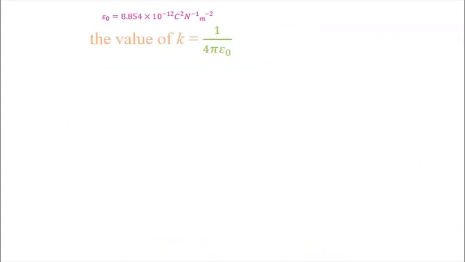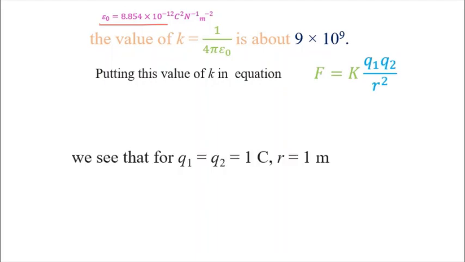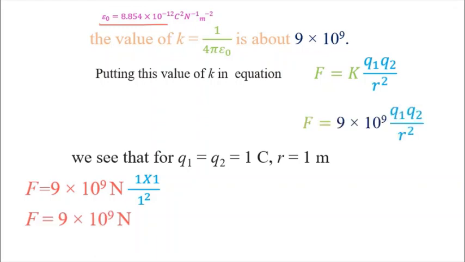We know epsilon 0 is equal to 8.854 into 10 raised to minus 12 Coulomb square, Newton raised to minus 1, meter raised to minus 2. The value of K is equal to 1 by 4 pi epsilon 0. If we put the value of epsilon 0 in this equation, we obtain the value 9 into 10 raised to 9. So the value of 1 by 4 pi epsilon 0 is 9 into 10 raised to 9.